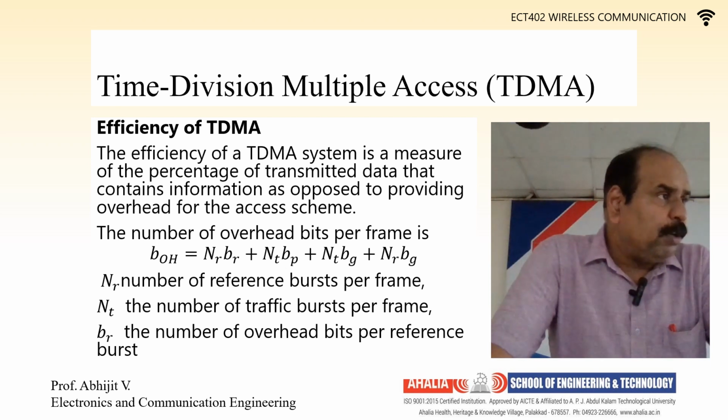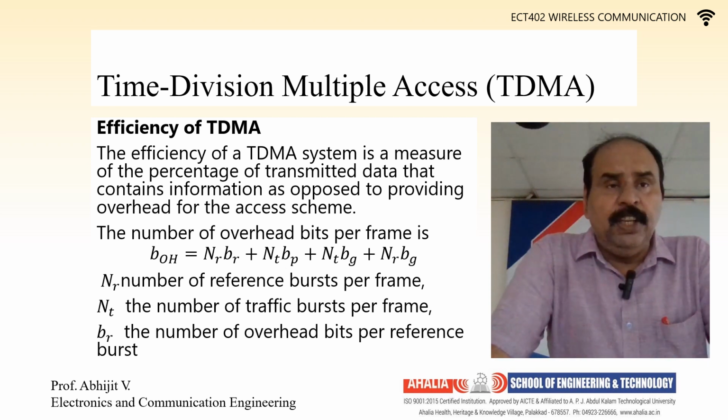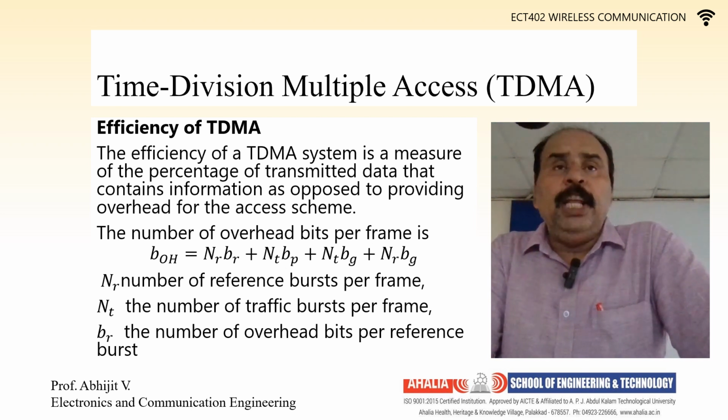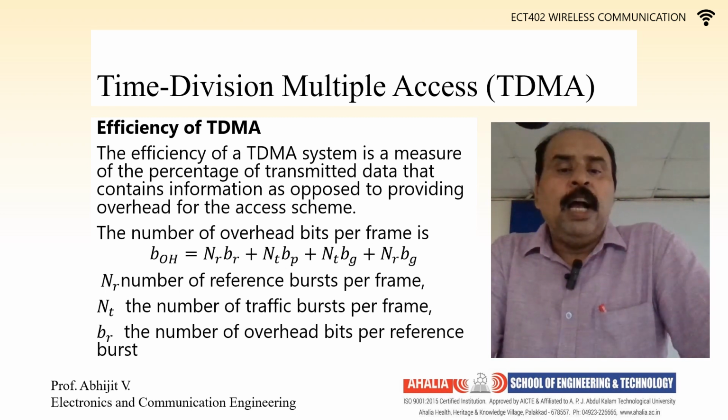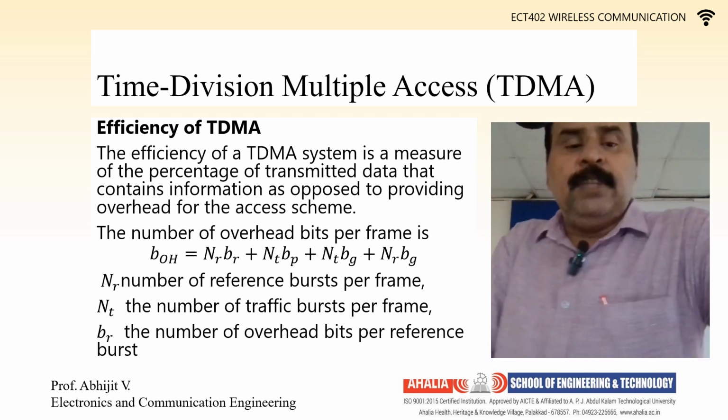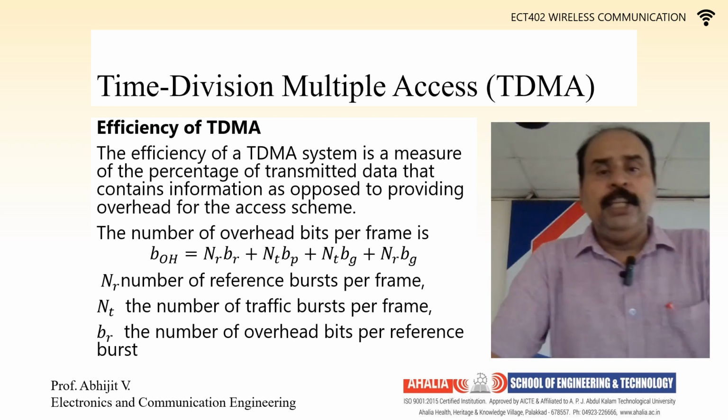The next important thing we need to understand is the efficiency of TDMA. The efficiency of TDMA is a measure of the percentage of transmitted data that contains information as opposed to providing overhead for the access key. We did not have this in our TDMA.